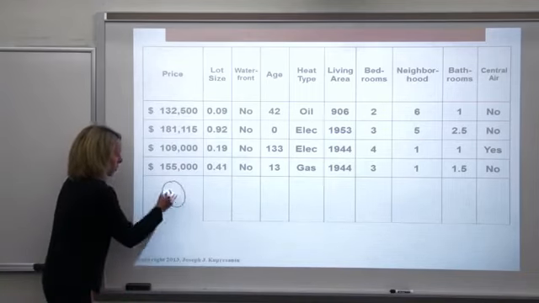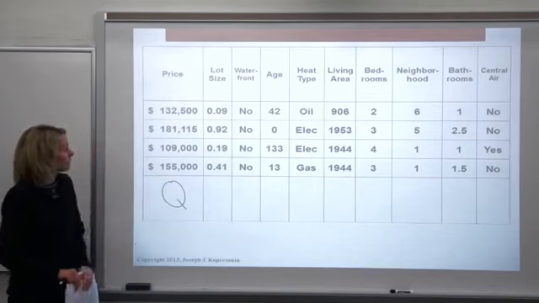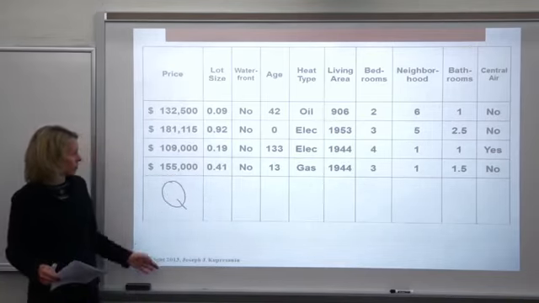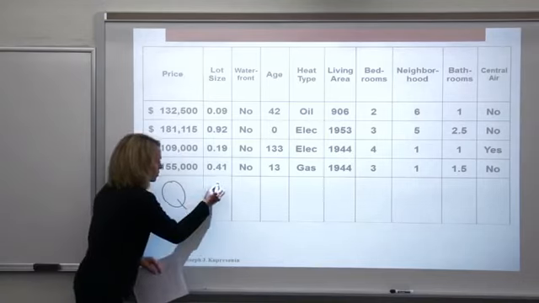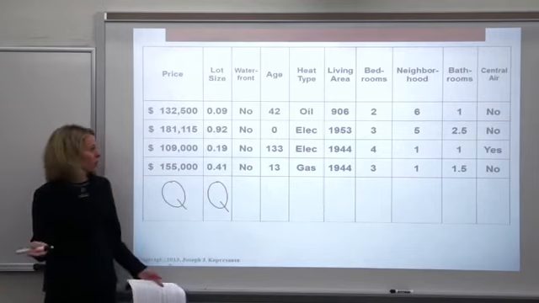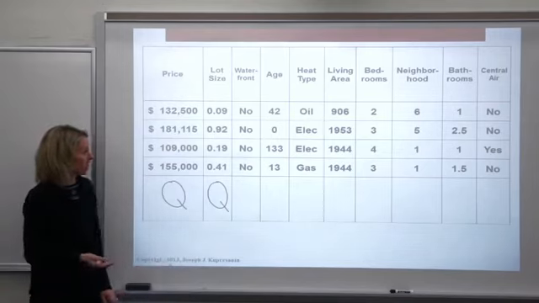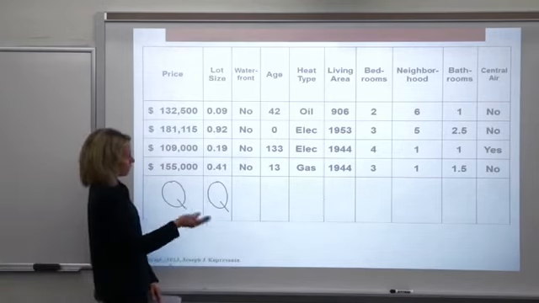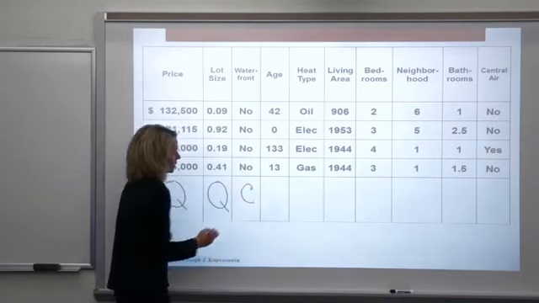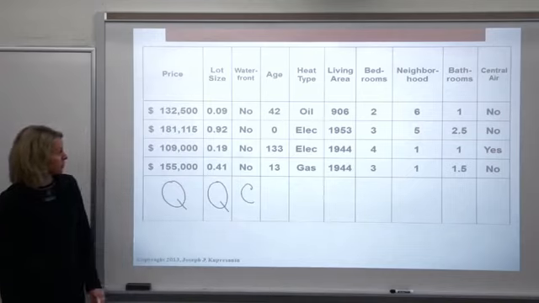So this is a quantitative variable. Lot size is the size of the property in acres. Again, you could figure out the average lot size, so this is also quantitative. Waterfront says whether or not the property was on the waterfront. This just classifies that house. It's not a numerical variable. This one would be categorical.